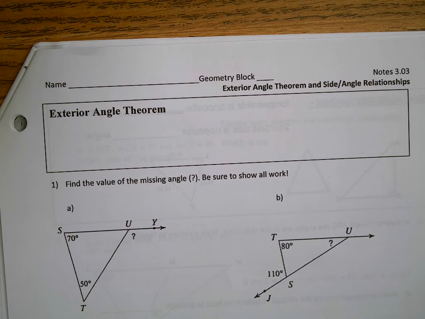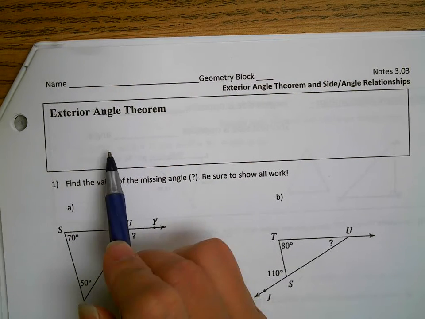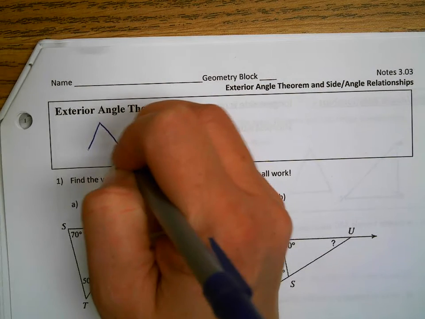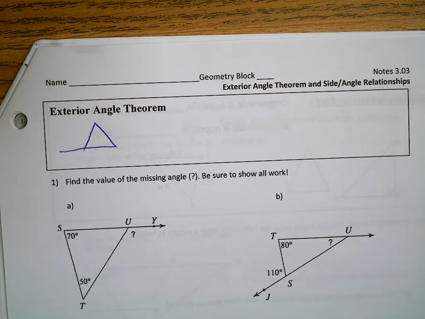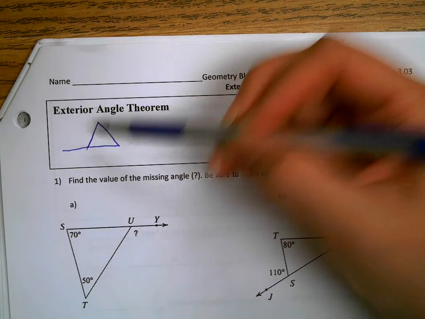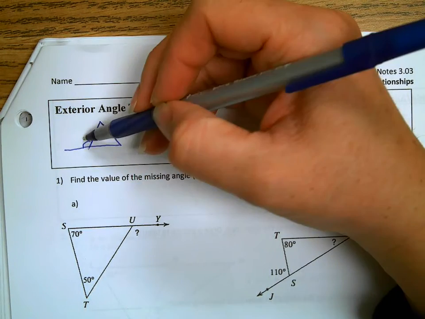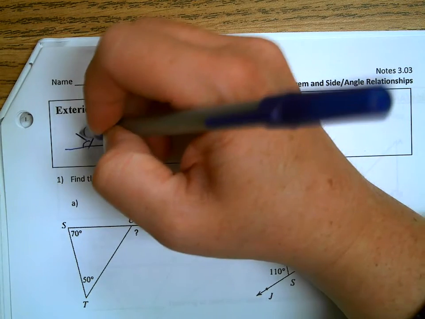Today we're talking about the exterior angle theorem and side angle relationships. All right. So the exterior angle theorem is when we have a triangle and one side of the triangle is extended so that we form an angle outside. So exterior angle means an angle outside. I'm going to call this one X.